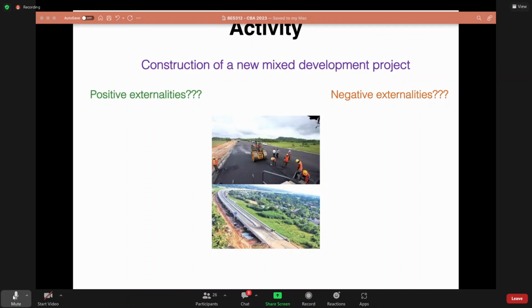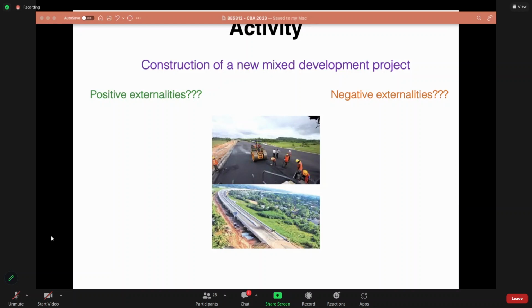Land value, madam. Land value might go up. So I'm not part of the project, but I live somewhere close by. But because there is this big development project happening close by to me, my land value might also go up. So that's a positive thing to me, isn't it? Increase in job opportunities, yeah, there can be increased job opportunities. So that's a positive externality.